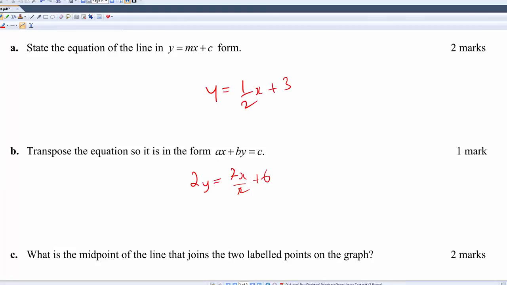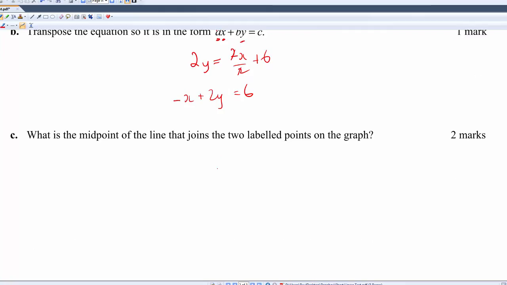Now I'm just going to transpose. That's -x plus 2y equals 6. Alright, so now it's in the form they want, which is x value first plus y value with these two numbers, the coefficients stated.